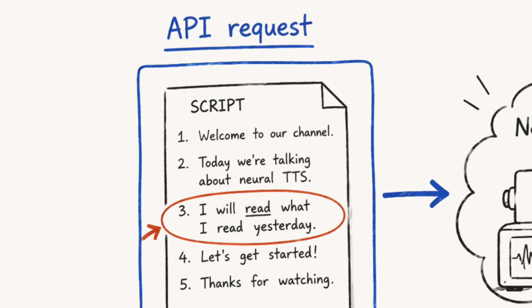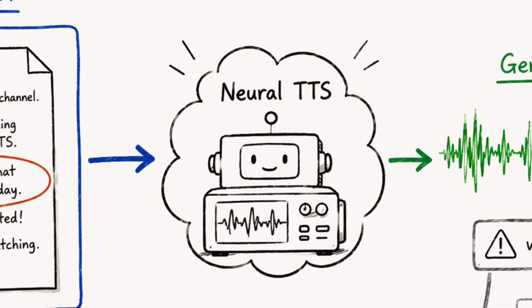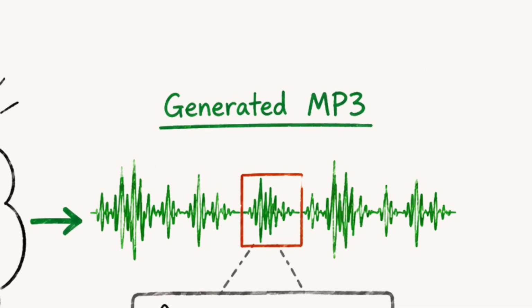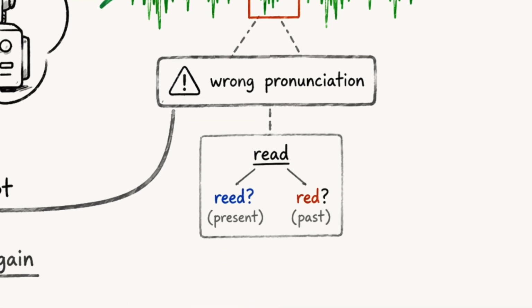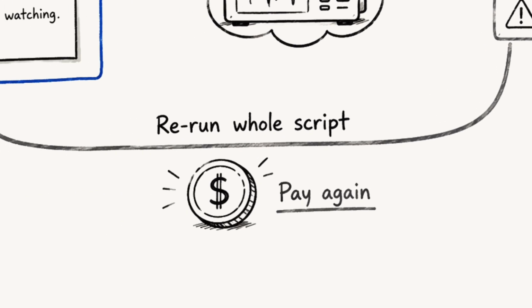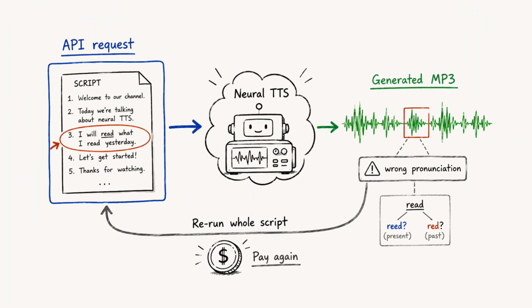Most voice APIs treat a narration as a one-shot operation. You send the script, generate the audio, and receive one finished file. The problem is that neural text-to-speech is non-deterministic. The same sentence can sound different every time. So when one line comes out wrong, you may have to regenerate the entire script and pay for all of it again. Alias works differently.